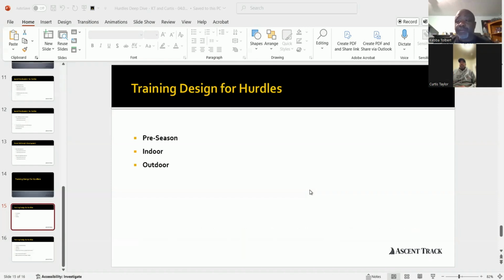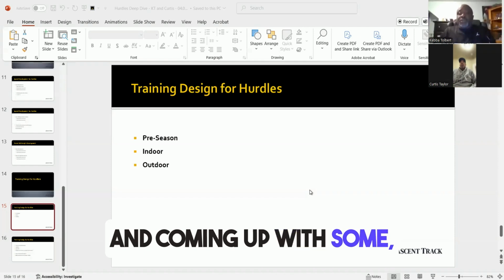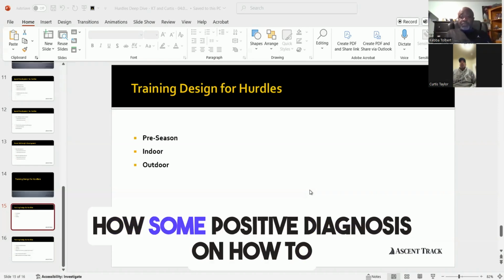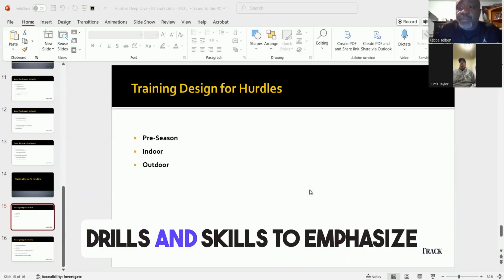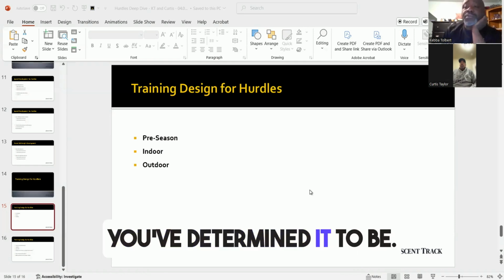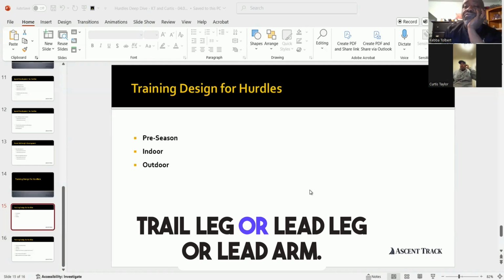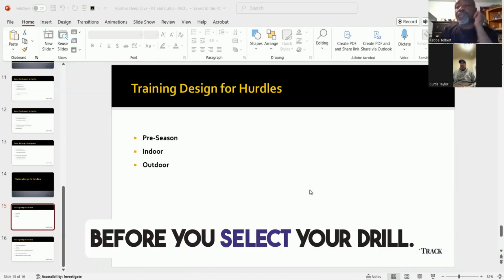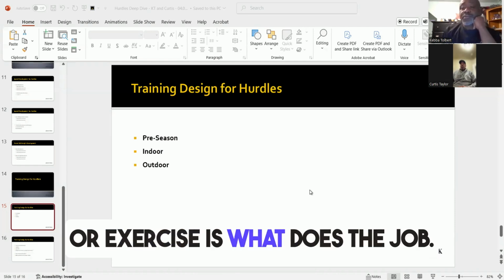I think assessment of what you're doing and coming up with some positive diagnosis on what needs to be fixed, and then choosing the appropriate drills and skills to emphasize to fix whatever the problem is that you've determined it to be. But I don't think you just say, hey, my athlete is having some problems with their trail leg or lead arm, what can I do to fix it? And then you have to look at a lot of different things before you select your drill. So I don't think the drill itself fixes it. I think the application of the drill or exercise is what does the job.